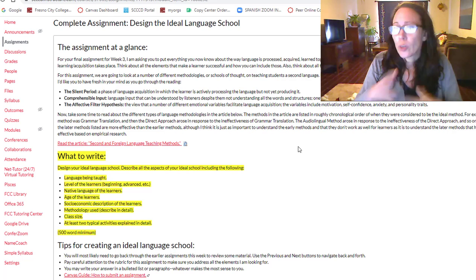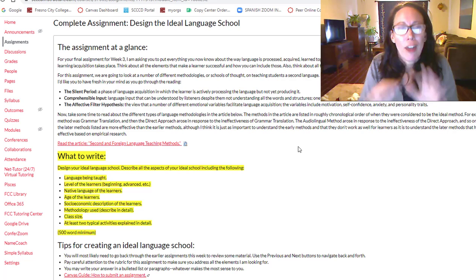You can write it any way you want. You can do it in paragraphs, like an essay, or you can simply make bullet points to make sure that you hit everything that you need to hit to get the best possible grade for this assignment.